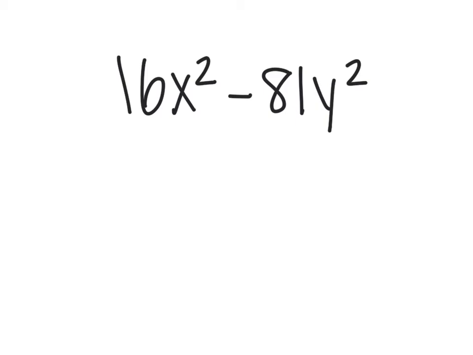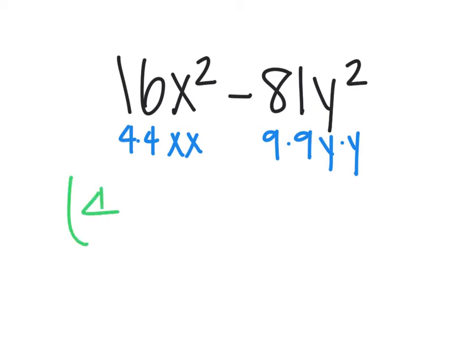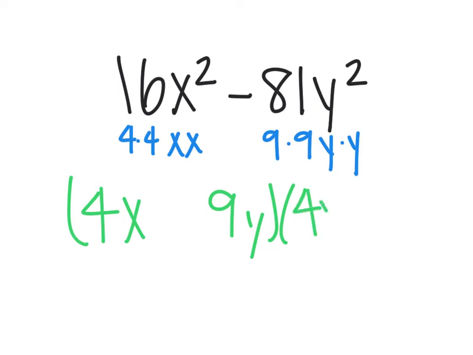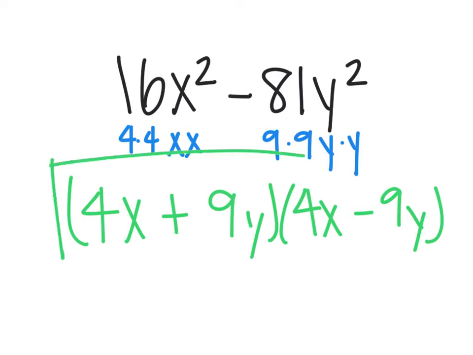I have 16x squared minus 81y squared. This is also a difference of perfect squares because 16 is 4 times 4, and then x squared is x times x. 81 is 9 times 9, and y squared is y times y. So when I do my difference of perfect squares, I end up with 4x and 9y in each parentheses, 4x and 9y. One of them has a plus sign, one of them has a minus sign. So that would be my final answer.